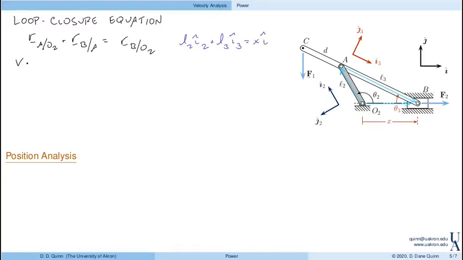Then we want to determine the velocity equation. And this is the vector equation that describes the velocity variables. It comes from the derivative of the loop closure equation, right? So again, the loop closure equation is L2 I2 plus L3 I3 equals x in the I direction. And I just want to take the derivative, or evaluate how each one of these terms changes.